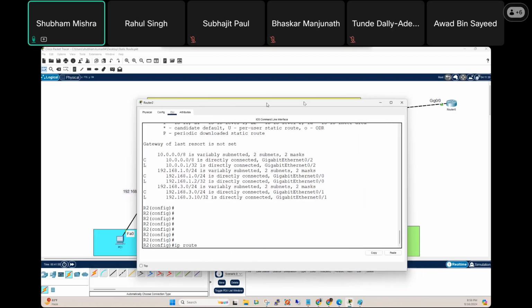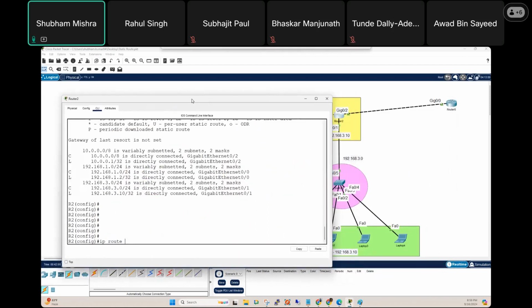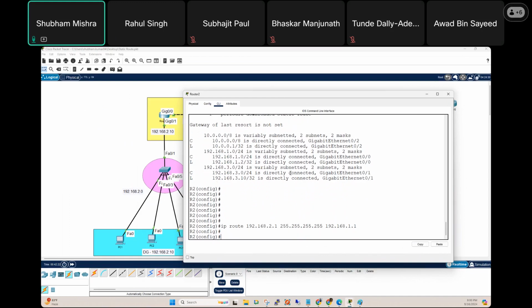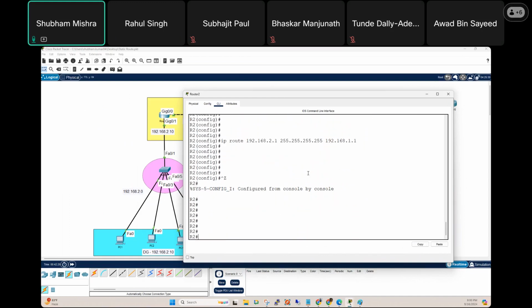I want the communication between PC1 and laptop 4. What is the IP address of PC number 1? IP route, tell me, guys. 192.168.2.1, 255.255.255.255, next hop 192.168.1.1. Yes or no? Yes.